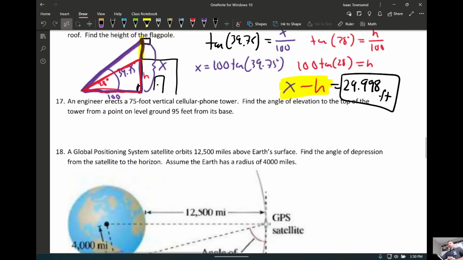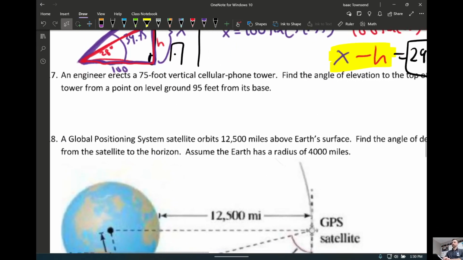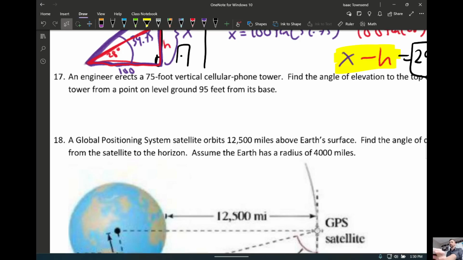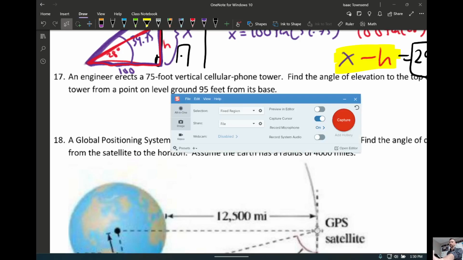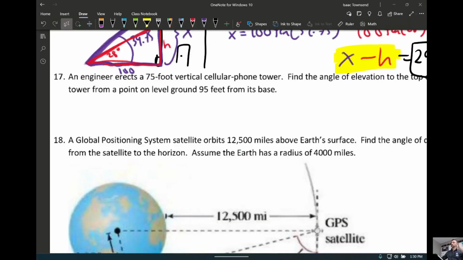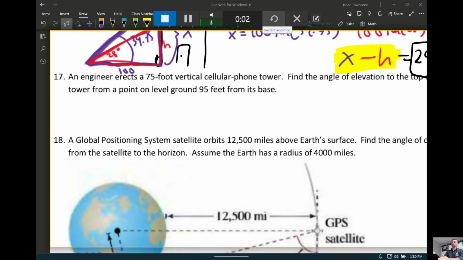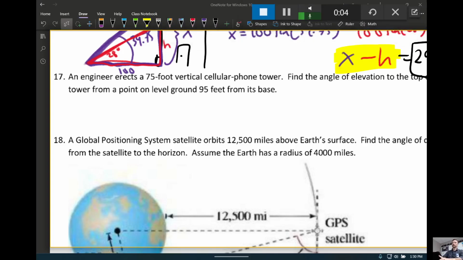Okay, I'm cutting you off. So, finished or not, if you want to rejoin us for question 17, please. Once again, you should have a picture, and somewhere in your picture you need a right triangle so that you can do right triangle trig.